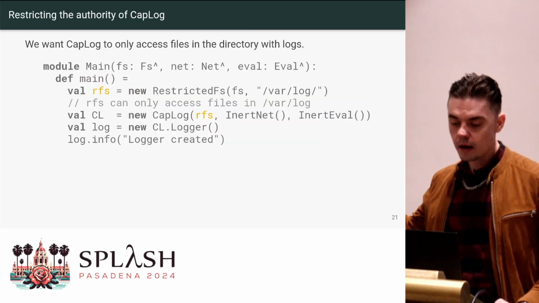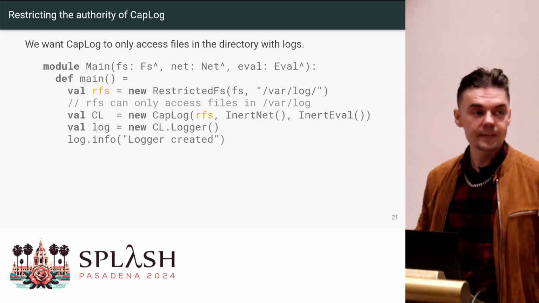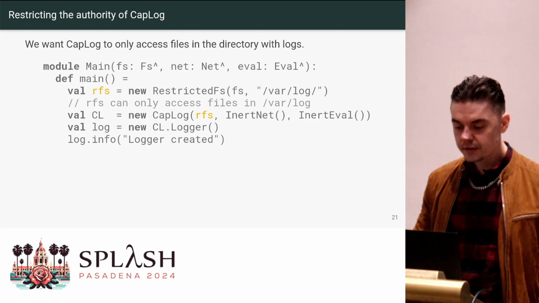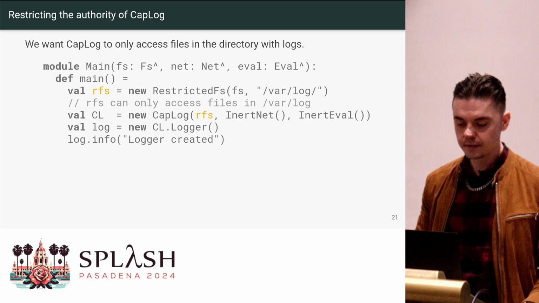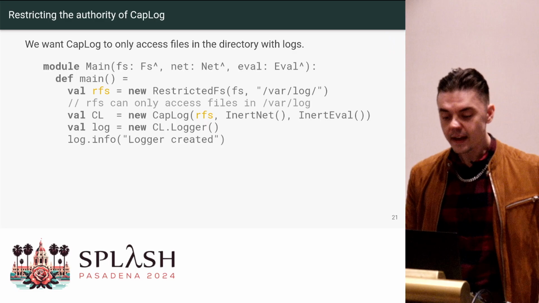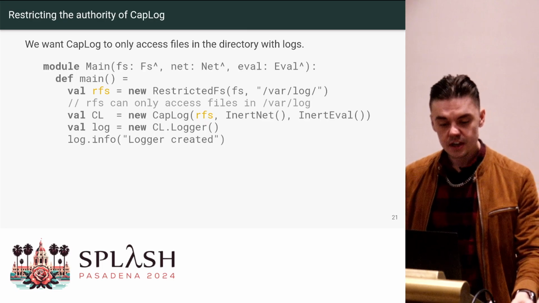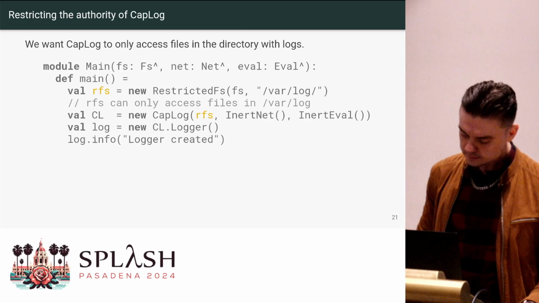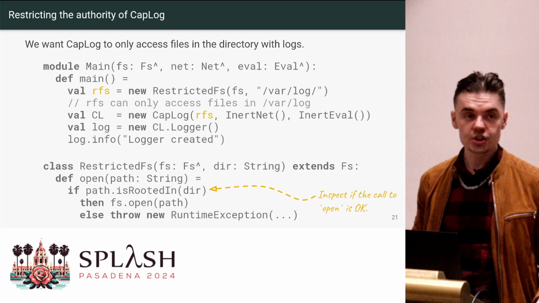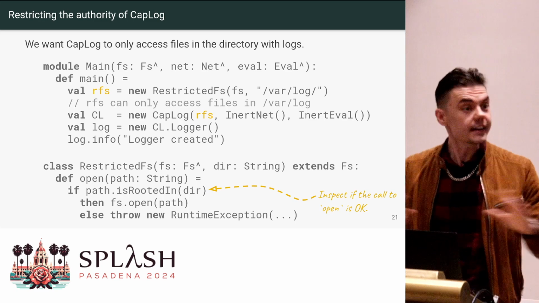Okay, so let's say that we are reasonable and we want caplog to only access log files and nothing else. Here is a schematic example of how to do that. First, instead of giving caplog direct access to the FS device, we use the restricted FS class to only let it access a single directory. Next, instead of giving it net or eval, we give it inert versions of these capabilities, which throw on every single method call. The way restricted FS works is very simple. On every method call, we just check if it should be allowed. If not, we throw. If yes, we forward it, right? OK, so that's it. That's all we need.